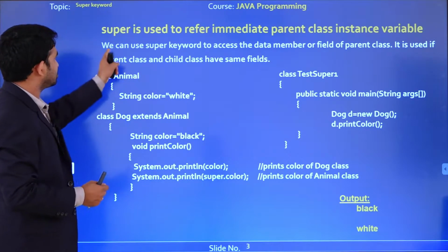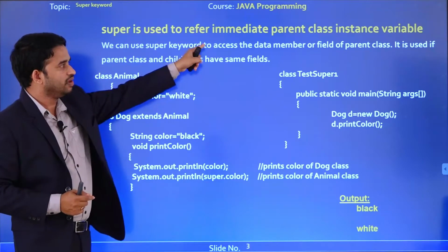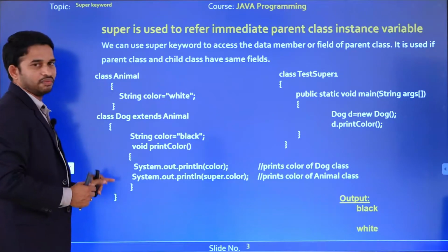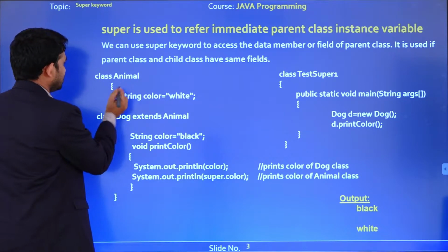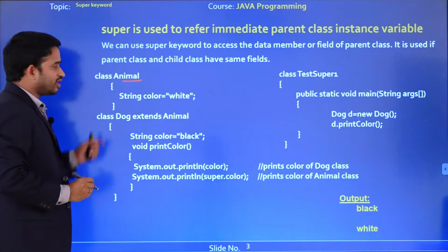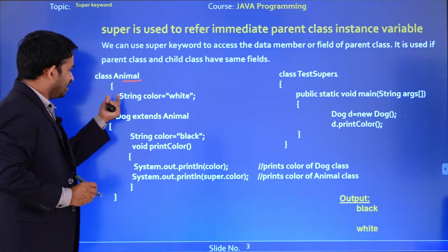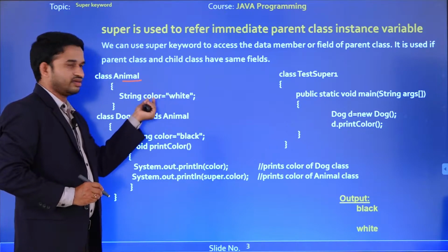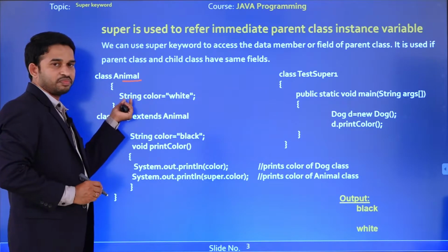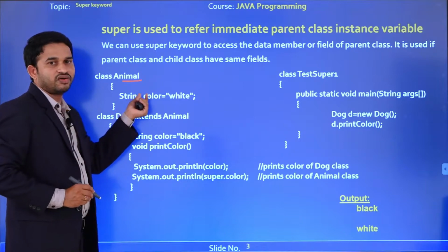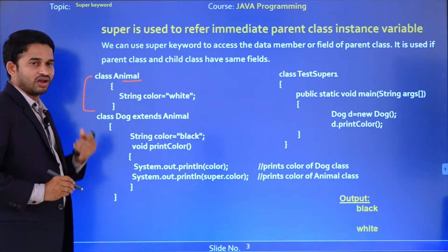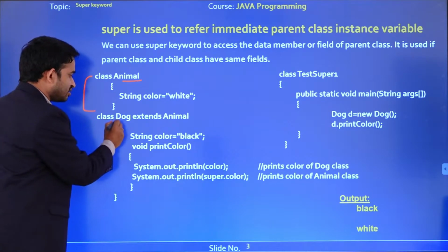The first case here is super used to refer to the immediate parent class instance variable. Let's see this example. Here I am using one class, Animal. Inside this Animal class, I declared one variable, color, a string type of variable, and I assign the string white. So this is one class, class Animal. One more class I declared here, class Dog.